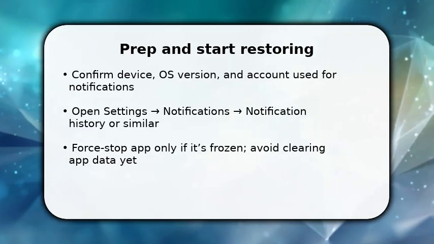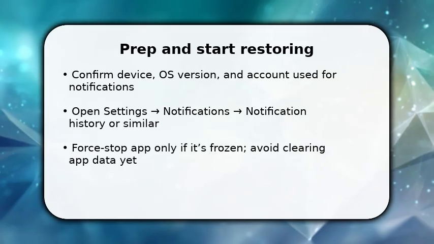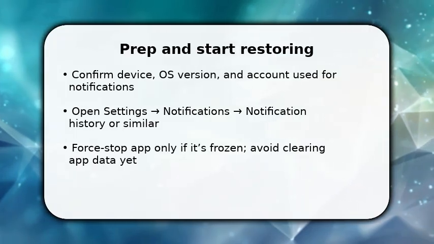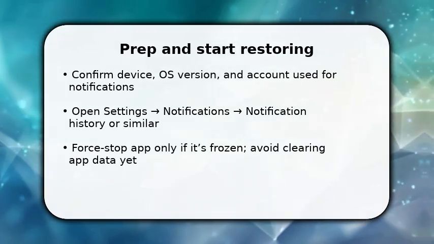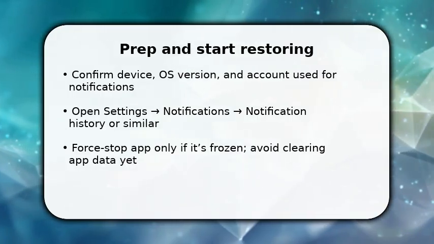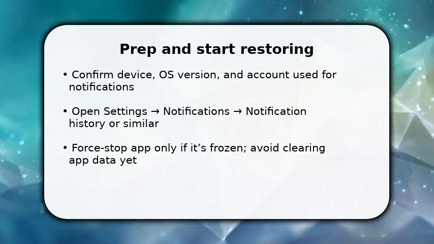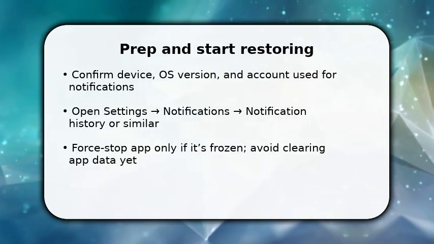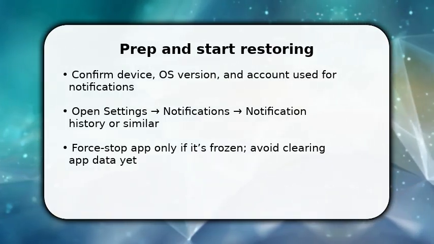You'll begin by verifying the essentials: the exact device and OS build, plus the account tied to messages so you know where notifications may be stored. Once that's confirmed, open Settings and navigate straight to Notifications and Notification History. Some systems keep a temporary log.